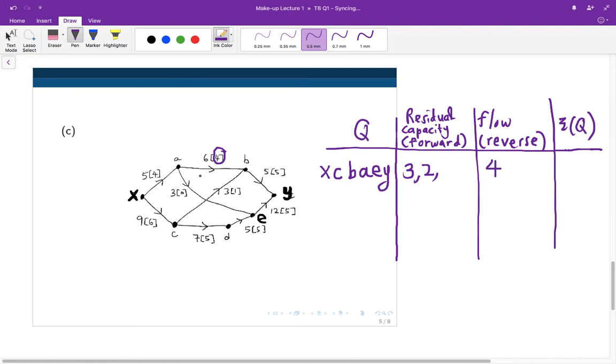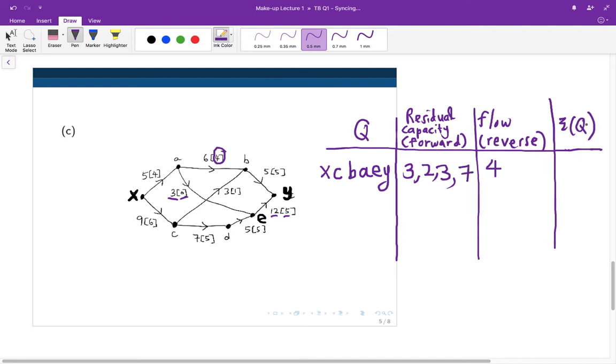Next, the arc from A to E is a forward arc, and the residual capacity is 3 minus 0, which is 3. And finally, the last arc from E to Y is a forward arc again, and the residual capacity is 12 minus 5, which is 7.